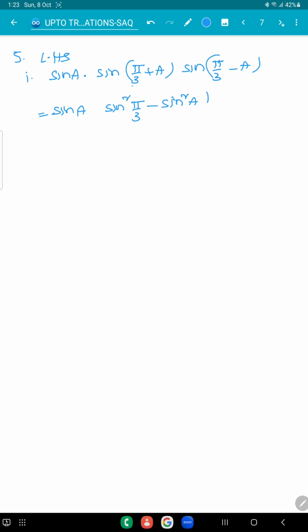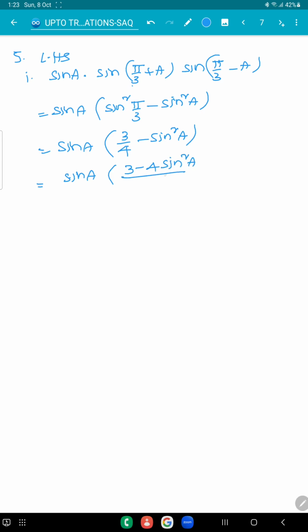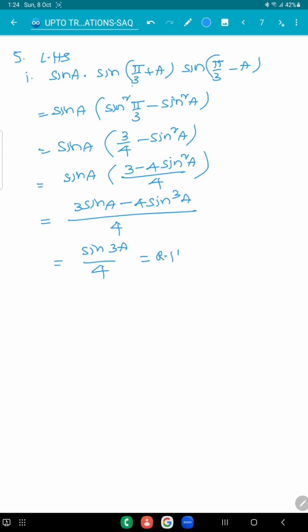Let us go with the fifth question. It has so many bits. First bit is, let us consider LHS: sin A sin pi by 3 plus A, that is 60 plus A, sin pi by 3 minus A. So that is equal to sin A into sin A plus B into sin A minus B, which is sin square A minus sin square B. Sin A into sin pi by 3 is root 3 by 2 whole square, that is 3 by 4, minus sin square A. Sin A into 3 minus 4 sin square A by 4, multiplying with sin A. So 3 sin A minus 4 sin cube A by 4 is equal to sin 3A by 4, that is right hand side.